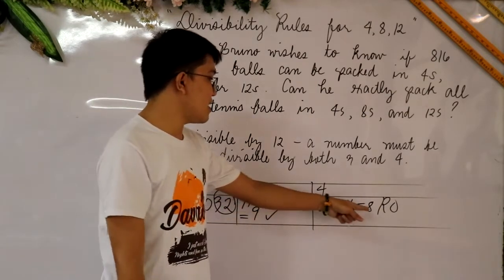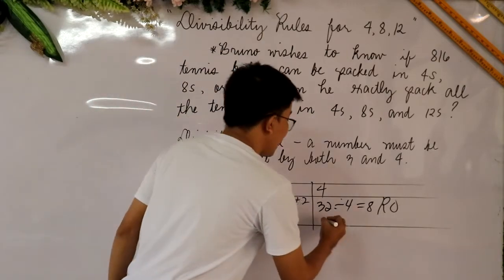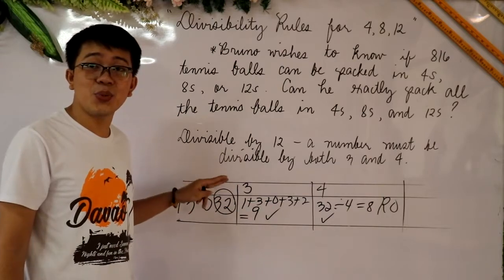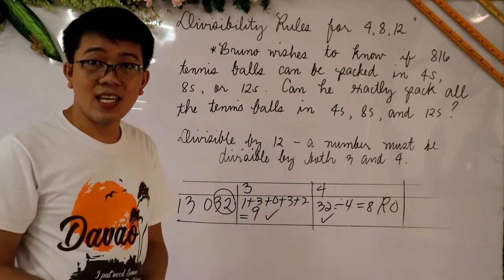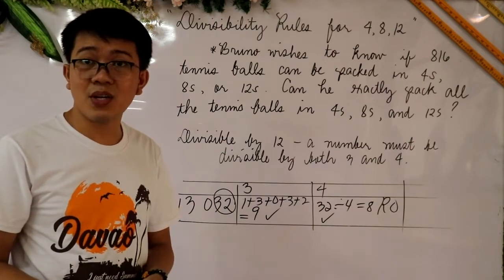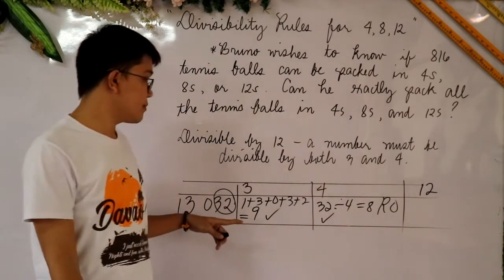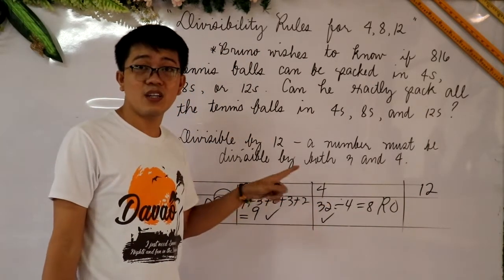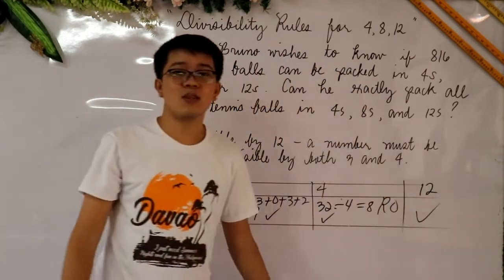So since it is exactly divided by 4, then we can say that it is divisible by 4 as well. Since we're done checking the 2 conditions here, it's time for us to check the divisibility rule number 12. First, is it divisible by 3? Check. Divisible by 4? Check. So we now say that it is also divisible by 12.